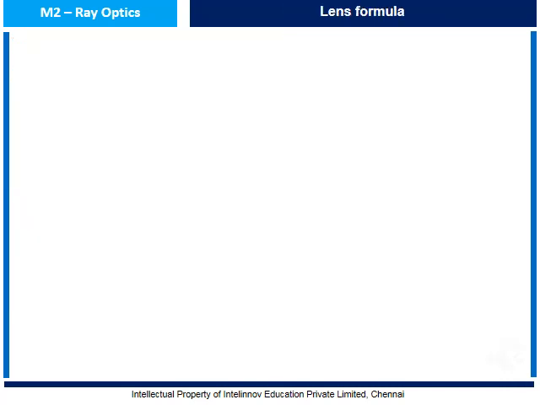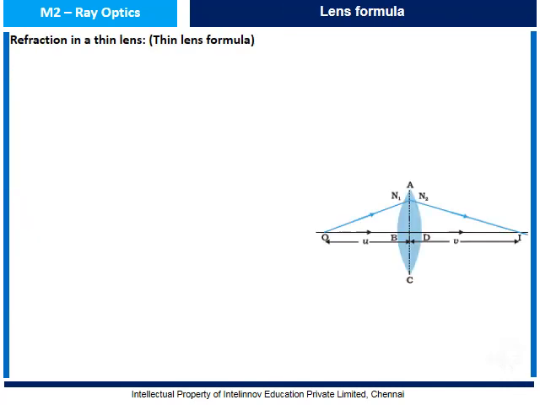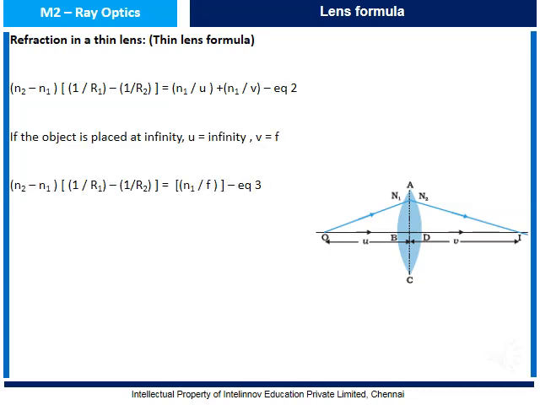From the earlier discussions, we know (N2 minus N1) into (1 by R1 minus 1 by R2) is equal to N1 by U plus N1 by V. Also, if the object is placed at infinity, U is equal to infinity and V equal to F. Thus, we get (N2 minus N1) into (1 by R1 minus 1 by R2) equal to N1 by F, which is equation number 3.